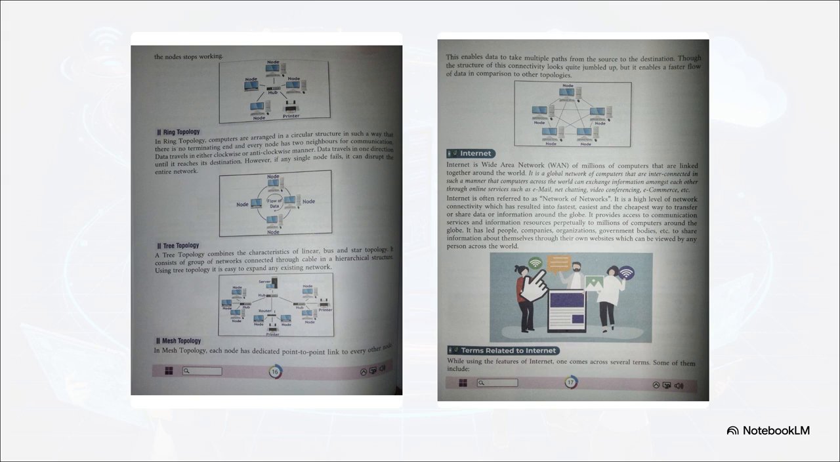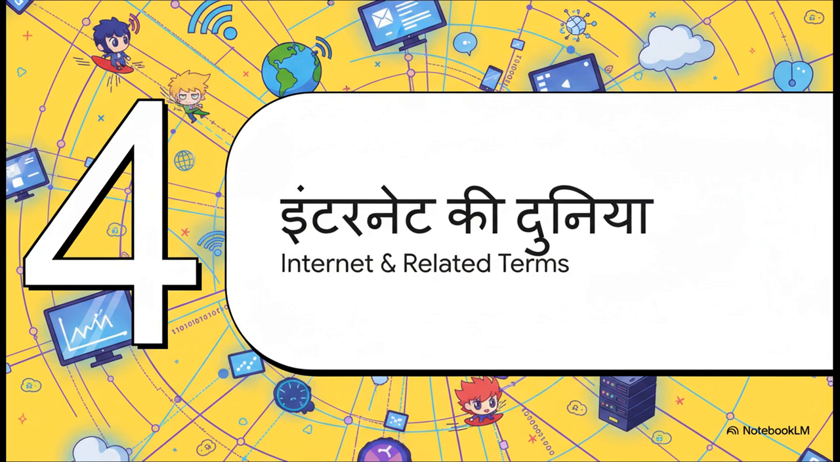And finally, you have the mesh topology, which is the ultimate connector. Imagine everyone in the room being directly connected to everyone else. If one connection breaks, no problem. There's always another path for the data to take. It's super reliable. All right, now we're ready for the big one, the king of all networks, the internet.